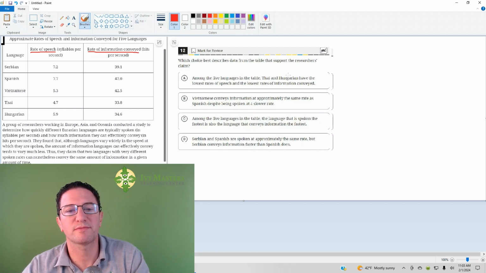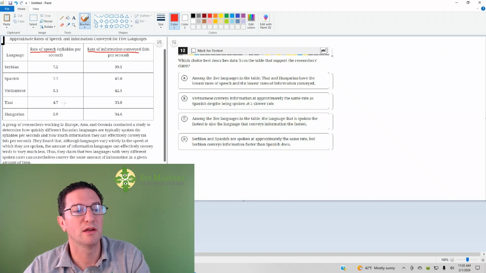So, first off, what column are we looking at? Lowest rates of speech. We're looking at the left column. Thai and Hungarian. Thai is 4.7, Hungarian's 5.9. Hungarian's actually higher than Vietnamese, so it's not true that Thai and Hungarian have the lowest rates of speech. Answer is B. Vietnamese conveys information at approximately the same rate as Spanish.